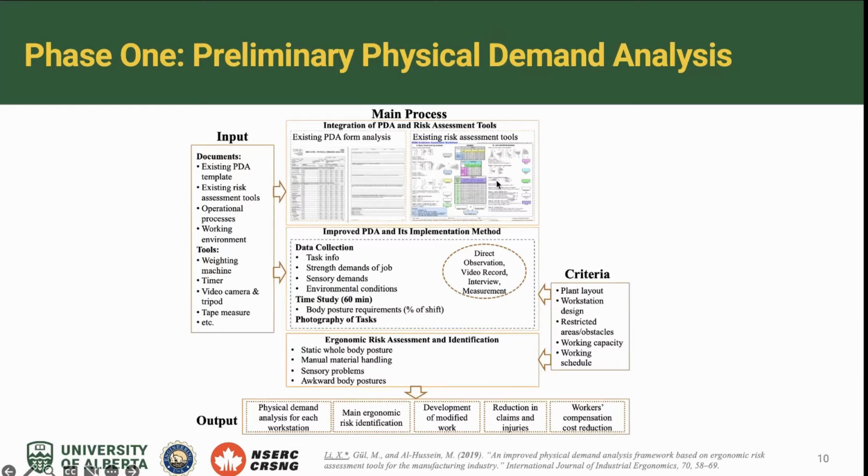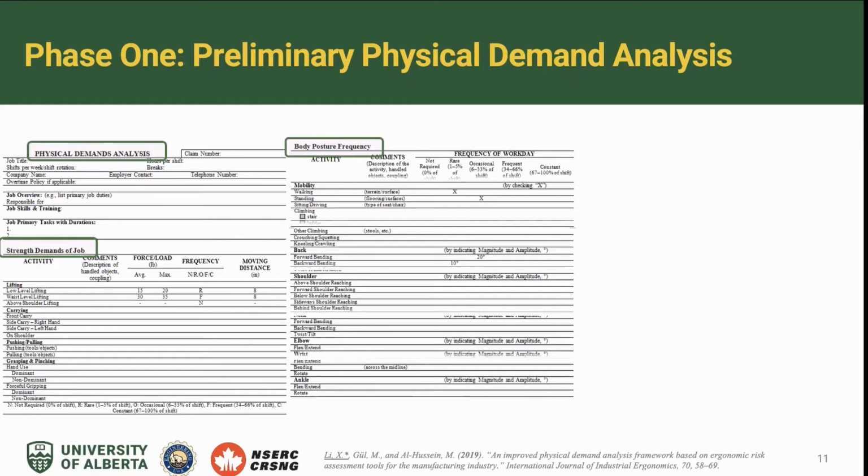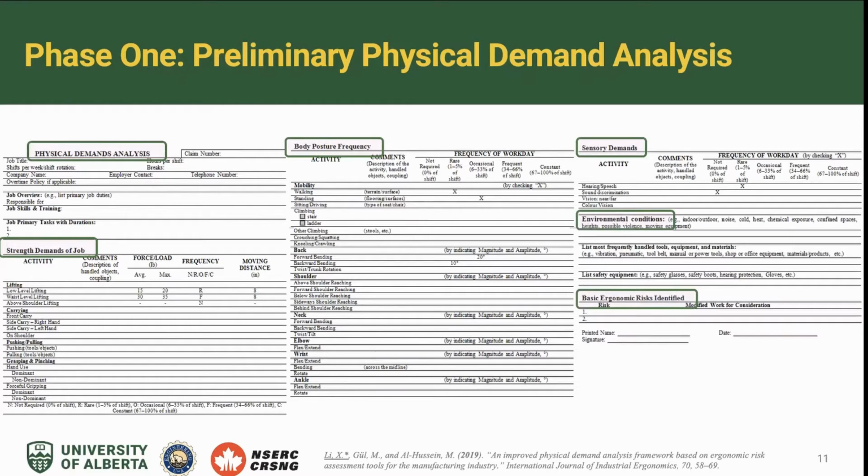We also propose a new form, basically, that could generally cover the majority of the contents. Of course, the form can be customized based on the need and based on the type of the industry or the type of the occupational roles there. But that basically includes the strength demand, posture demand, sensory demand, environmental demand. We also do some assessment and identify the risks and propose some corrective measures, or say modified work accordingly in advance.